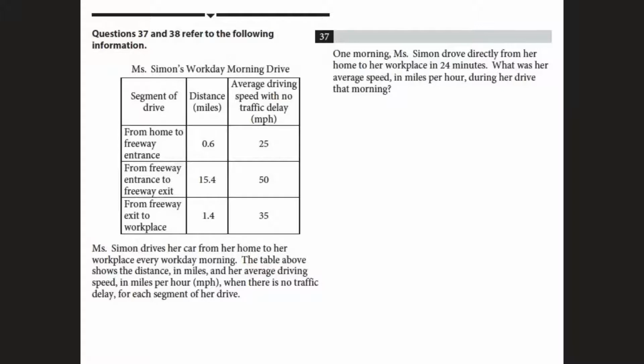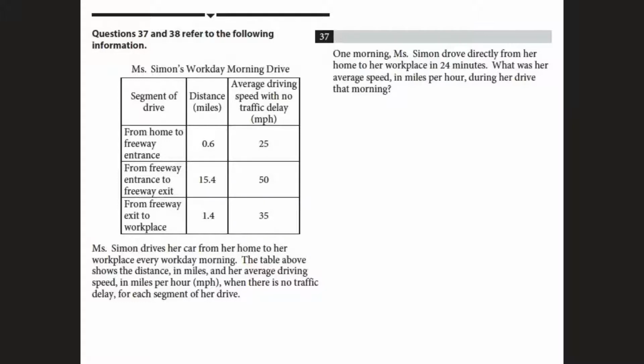Okay, so Miss Simon drives her car from her home to work every workday morning. The table above shows the distance in miles and her average driving speed in miles per hour when there is no traffic delay for each segment of her drive. One morning, Miss Simon drove directly from her home to her workplace in 24 minutes. What was her average speed in miles per hour during her drive that morning?